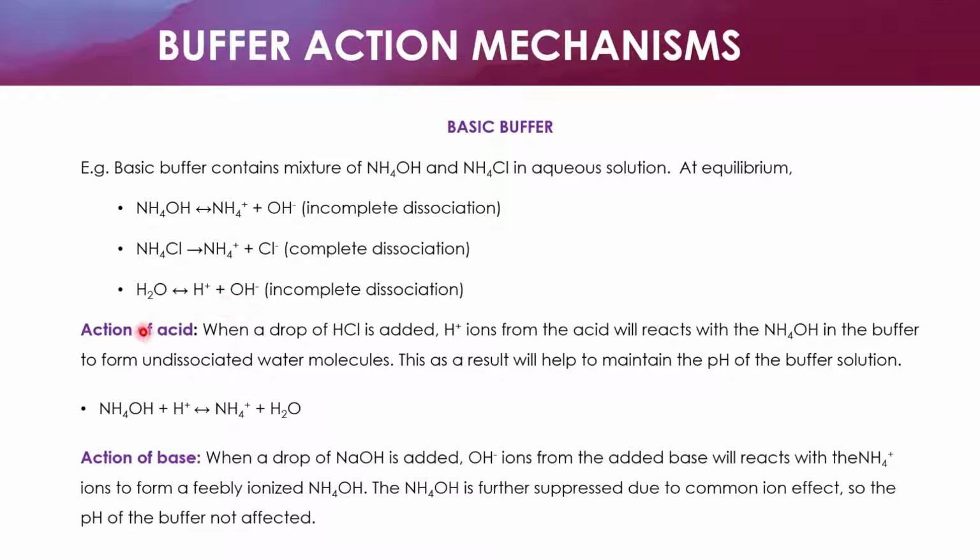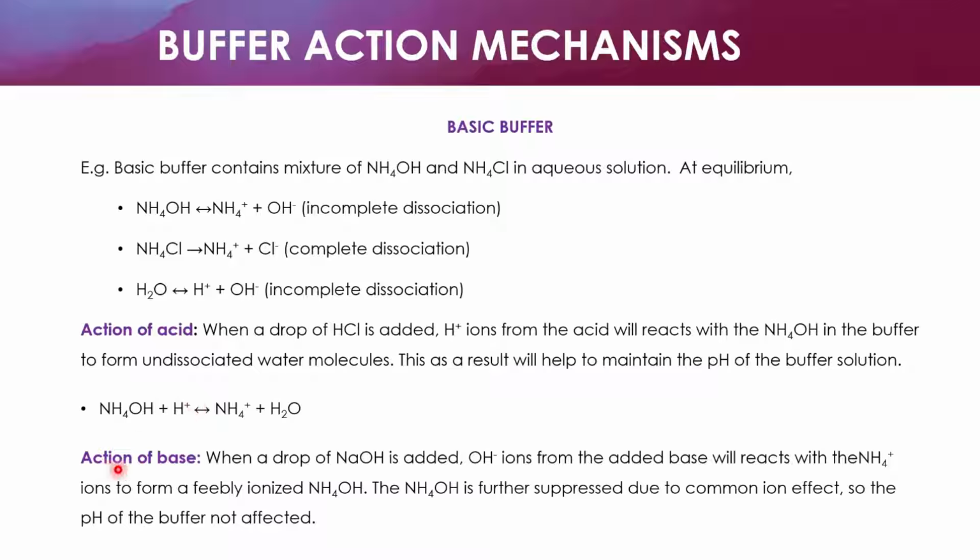So let's see the action of acid on this basic buffer. When a drop of HCl is added, hydrogen ions from the acid will react with the ammonium hydroxide in the buffer to form undissociated water molecules. And these, as a result, will help to maintain the pH of the buffer solution. So this is also the chemical reaction or equation explaining the action of an acid on a basic buffer.